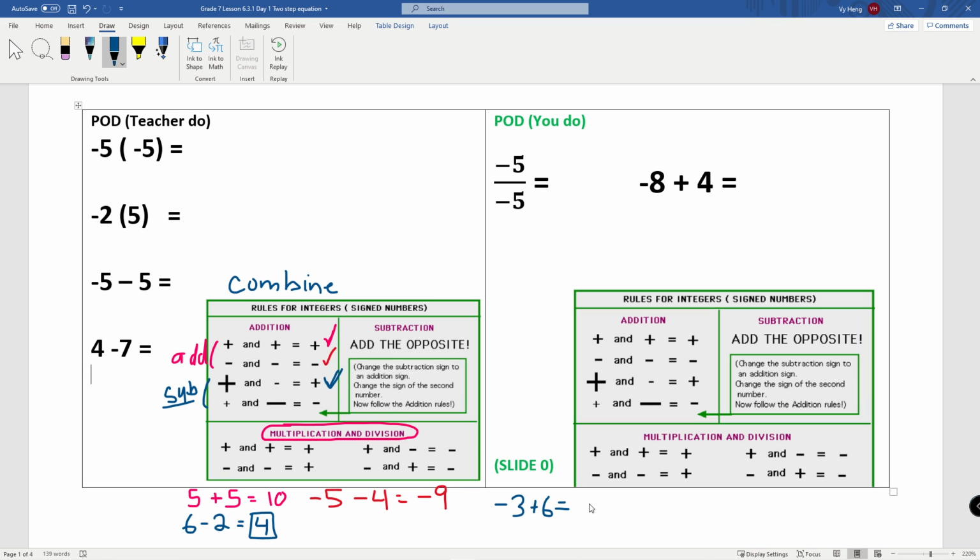So then 6 minus 3 is going to be 3. And then you take the sign of the larger number. So which one's the larger number, the positive or negative? Well, it's the positive, right? So it's going to be a positive 3. Okay. So there it is.